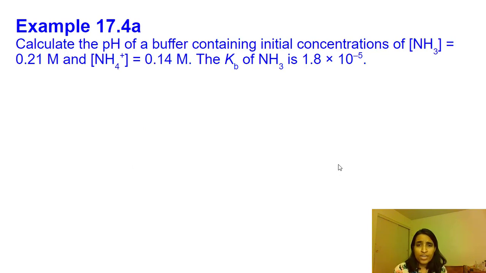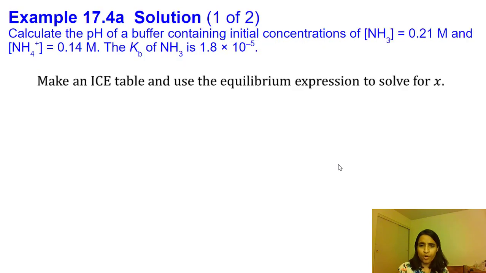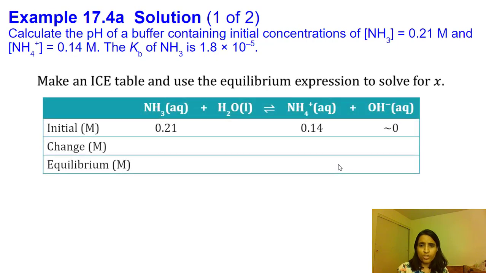So let's go ahead and calculate this question. Calculate the pH of a buffer containing initial concentrations of ammonia and ammonium ion. And we are given Kb, the base ionization constant of ammonia. Whenever you have a buffer, you write buffer plus water gives you the products. So this is what you're going to have. It's very important that you know how to write the equation because that's the very first step. Then look at the equation and see the amounts that you're given initially.